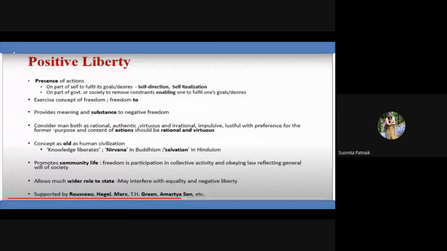Hello, Subhuchita, there are two types of freedom. One is called the positive freedom and the other the negative freedom. Or maybe they are called the two types of liberty. One is called positive liberty and the second one is called negative liberty.